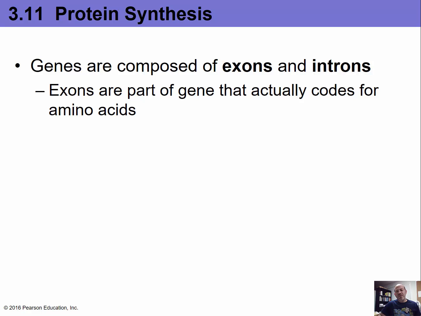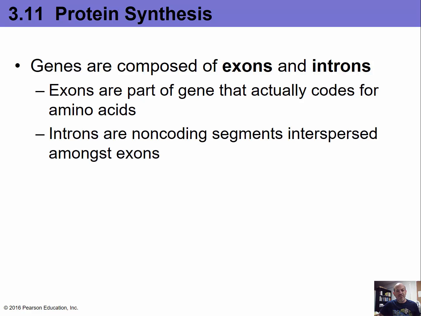Genes are composed of exons and introns. Exons are the part of the gene that actually codes for amino acids. They're the ones that are actually expressed when the gene is expressed, so that's why they're called exons. And then the introns are non-coding segments interspersed amongst the exons.